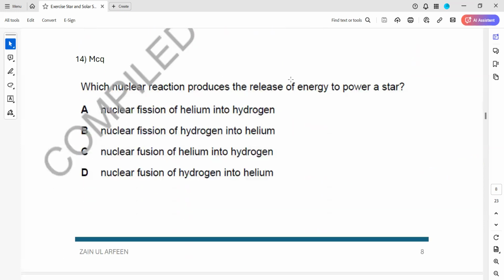In question 14, which nuclear reaction produces the release of energy to power a star? So how are the stars producing energy? When we check the options, a nuclear fission, wrong, because for stars it must be a fusion, where lighter nuclei join to form heavier ones. A nuclear fusion of helium into hydrogen, that's wrong, because if fusion happens, the lighter nuclei turn into heavier ones. Hydrogen is 1, where helium is 4 and 2. So hydrogen turns into helium, not helium into hydrogen. That's why option D is the right answer, in which hydrogen turns into helium.